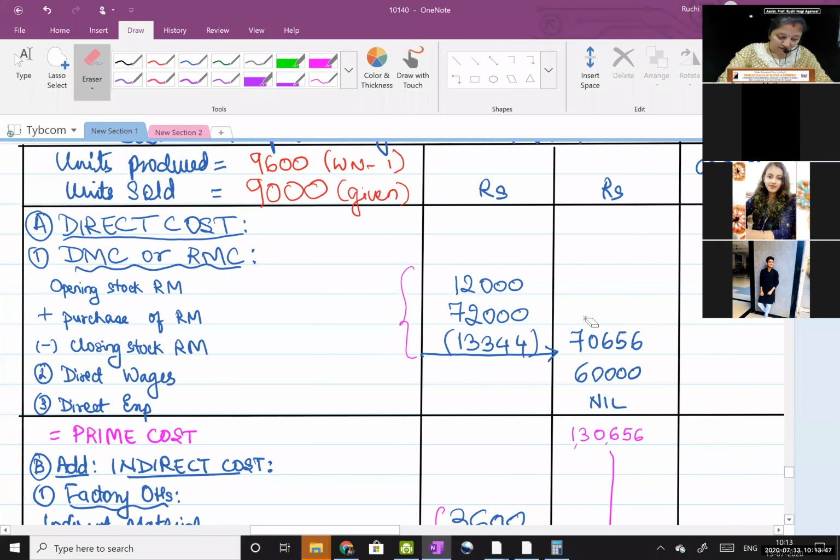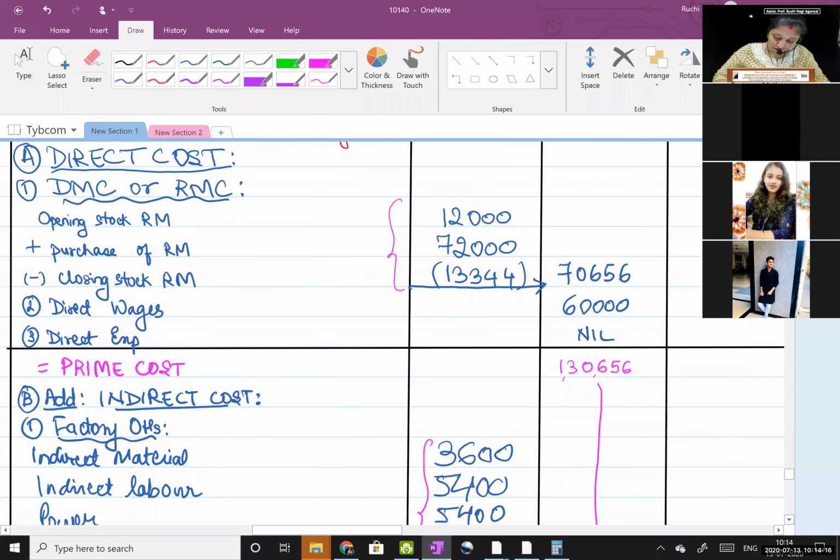Next, direct wages 60,000. Direct expenses not given, so write 0 or write nil or put a dash. Okay, but you have to show a direct expense. Yeah, you cannot omit the step. Then total the outer column. It will give me prime cost. Total this. It will give me prime cost. 1,36,56.